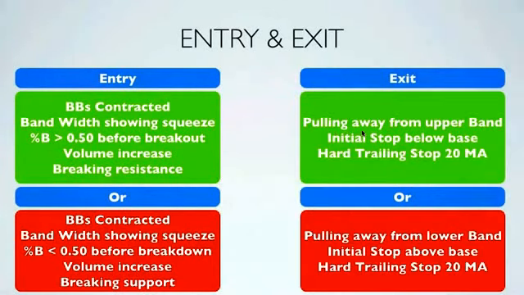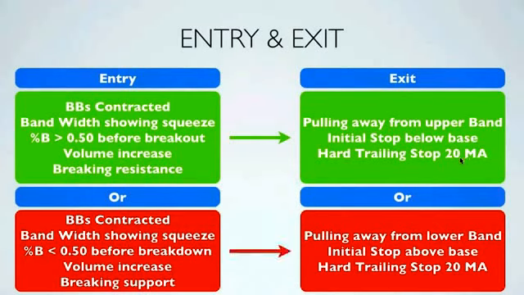For the exit, for a long position, when it's pulling away from the upper band, you want to take some profit. Your initial stop is below the base of the breakout, and you have a hard trailing stop at the 20 MA.